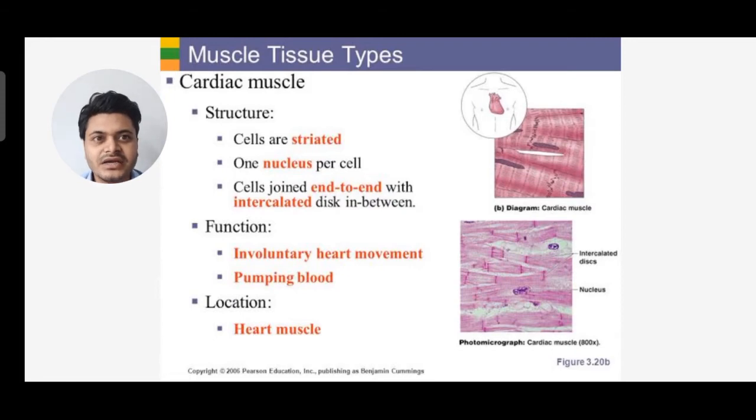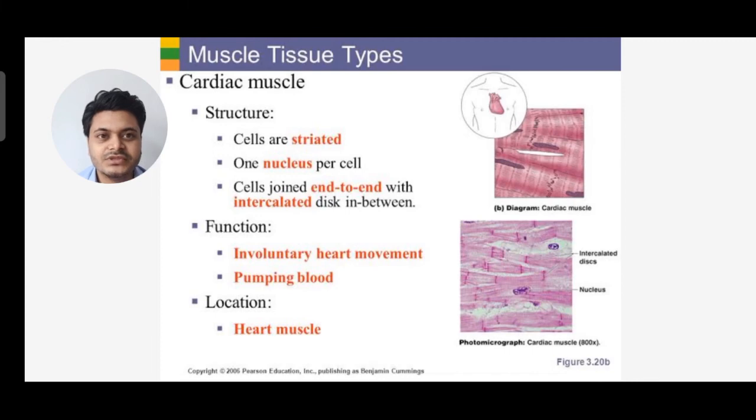Next, moving to cardiac muscles. So in case of cardiac muscle, you see the structure, functions and locations are given. So let's see cardiac muscle structure. Cells are striated, one nucleus per cell, and cells join end to end with intercalated discs in between.